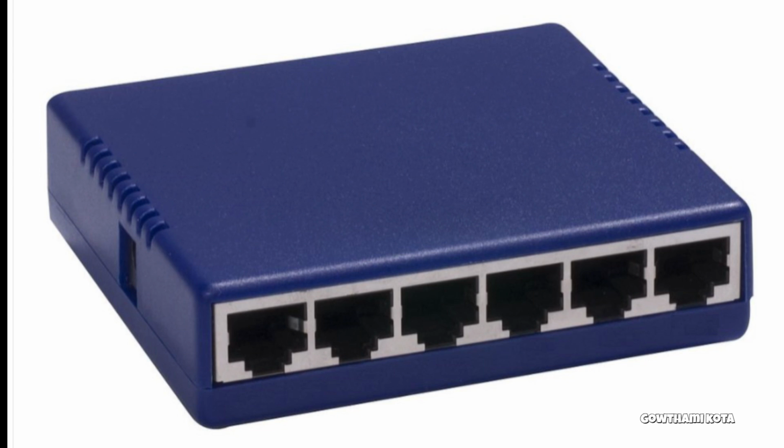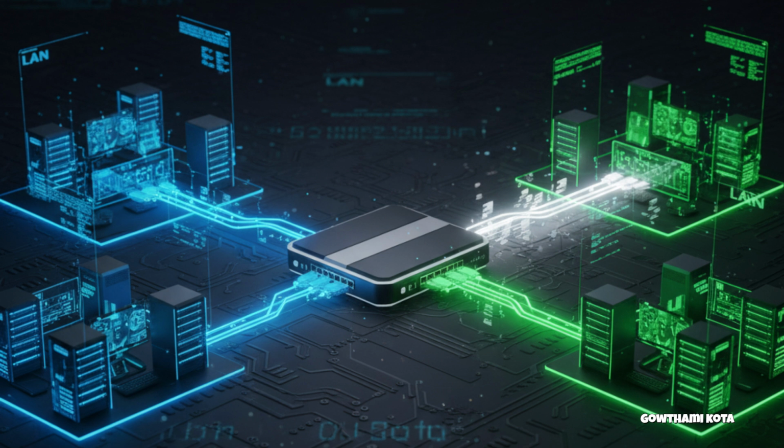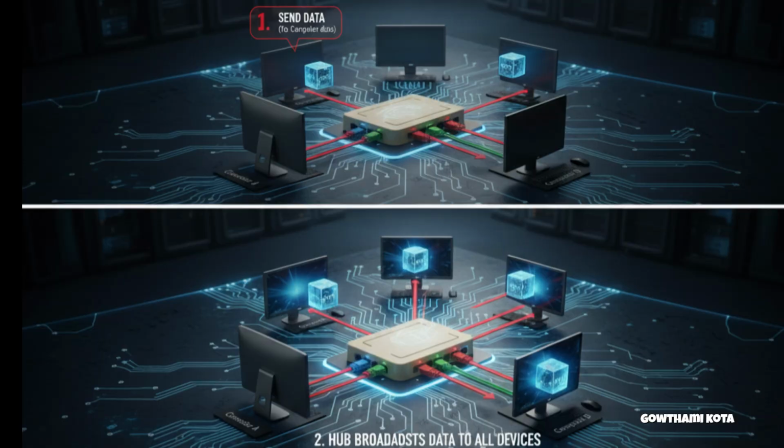And the next device is hub. A hub is basically a multi-port repeater. It connects multiple computers or network devices in a LAN and forwards data to all the connected devices. A hub operates at the physical layer. When one computer sends data, the hub simply copies the data and broadcasts it to all other connected devices regardless of the destination. This means all devices share the same collision domain, leading to data collisions and slower performance.